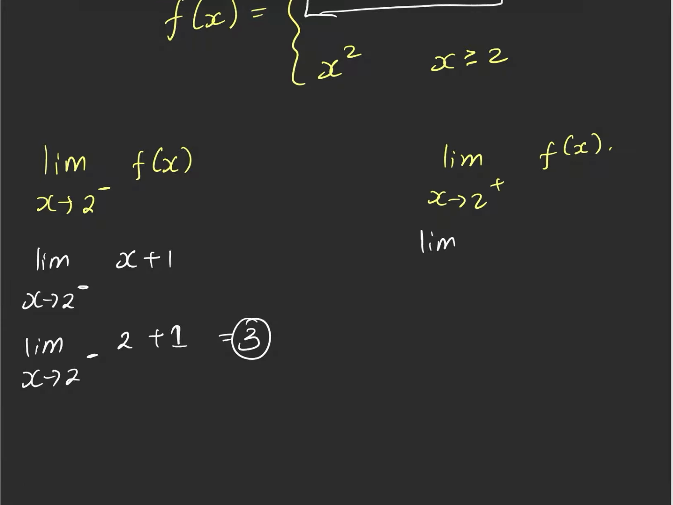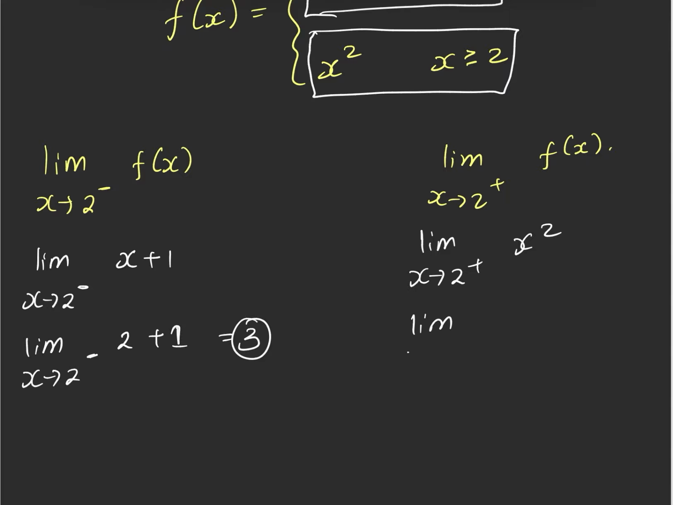And then let's find our right hand side limit. This is the equation as we're approaching 2 from the right hand side, because it says from values that are greater than 2, it is x squared. So we just replace that with 2, which gives us 4.